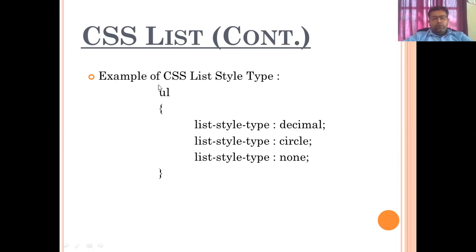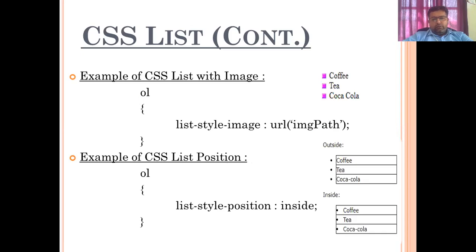For the unordered list, you have to write UL, and inside the body, you have to use this particular syntax, list-style-type, and provide the value here, whether it will be decimal, circle or none. Over here you can see the different outputs also. Like this, a rectangle type of shape filled with pink color. Coffee, tea, and Coca-Cola, different options will be provided by the markers.